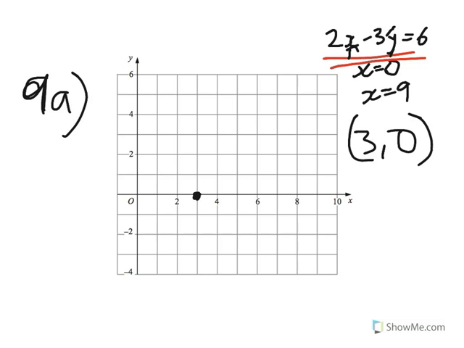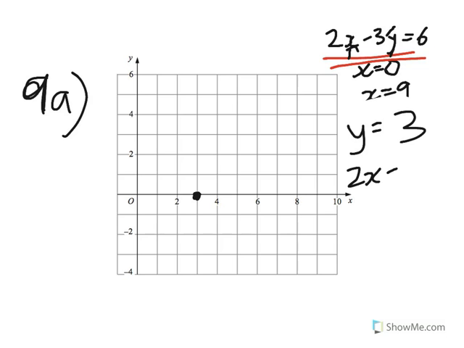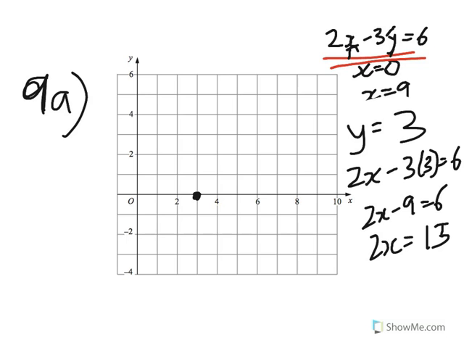Then let's say I'll substitute another value of y, and I'll say this time y is equal to 3. I want to see what happens. So 2 times x minus 3 times 3 is equal to 6. So 2x minus 9 is equal to 6. So 2x is equal to 6 plus 9, which is 15. And x is equal to 15 over 2, which is 7.5.